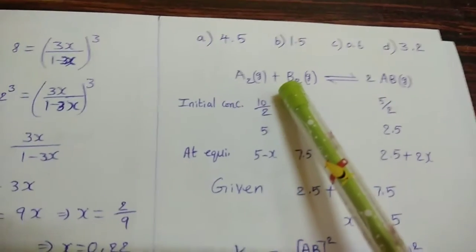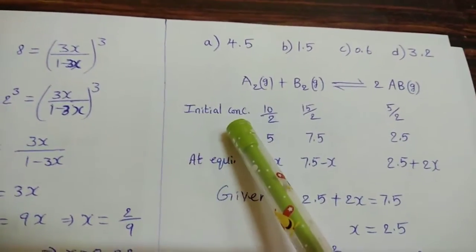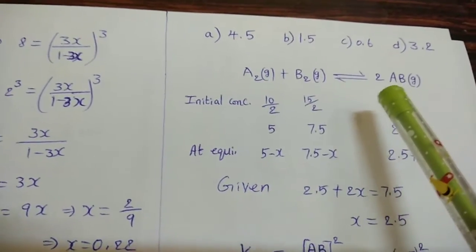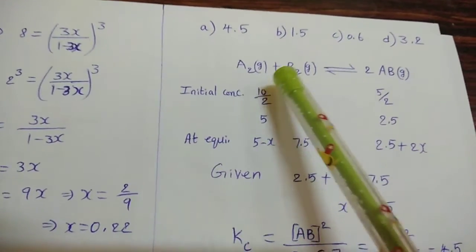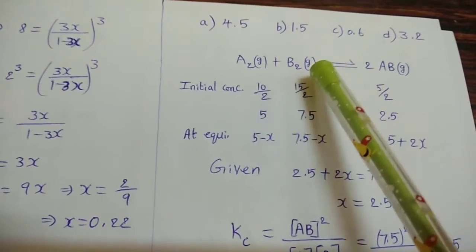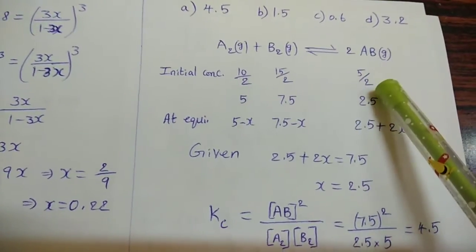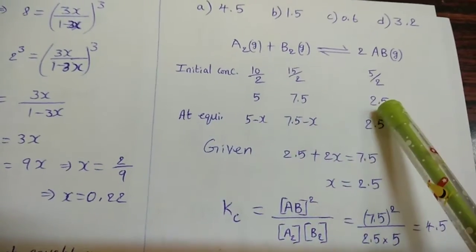Now see the equation. This is the given equation: A2 plus B2 gives rise to 2AB. All of this reaction mixture is present in a 2 liter volume of the vessel. So for the initial concentration, the number of moles 10 divided by volume 2, 15 moles divided by volume 2, 5 moles divided by volume 2. So we can get the initial concentrations 5, 7.5, 2.5.